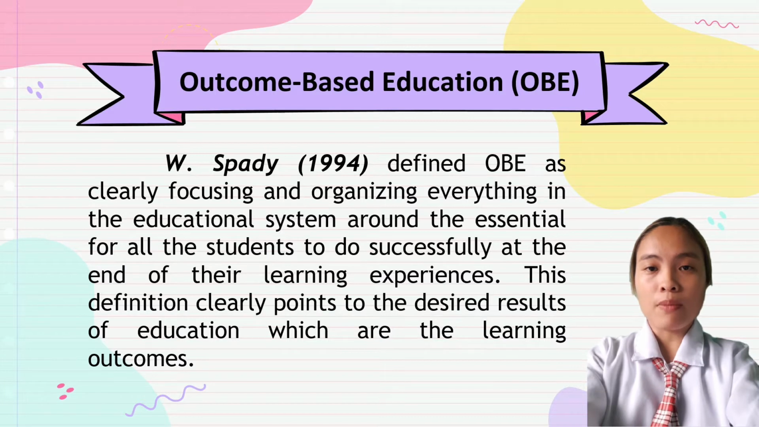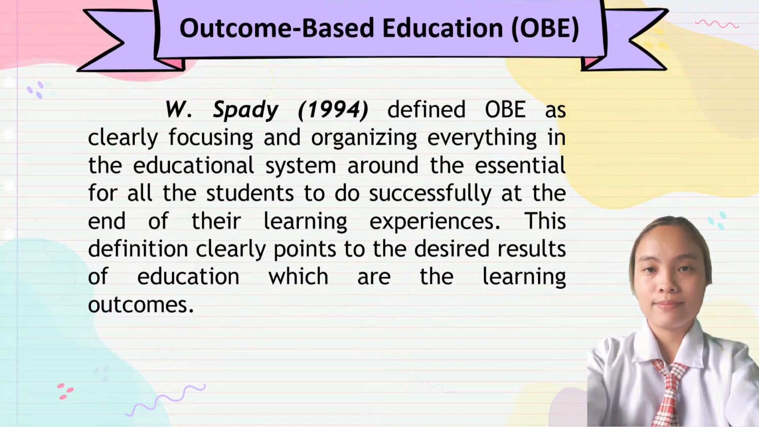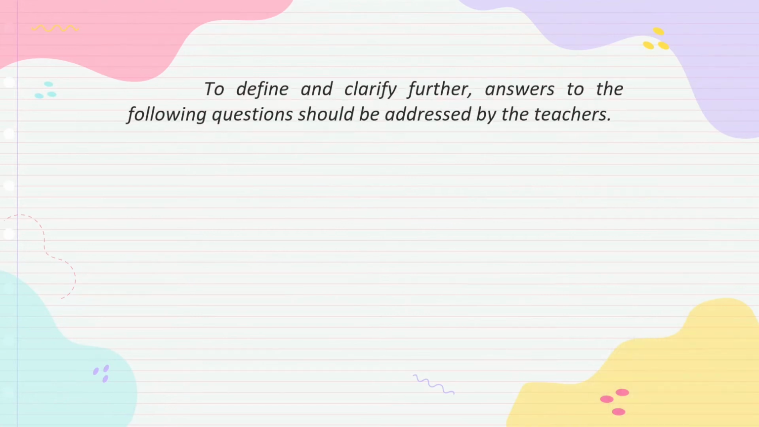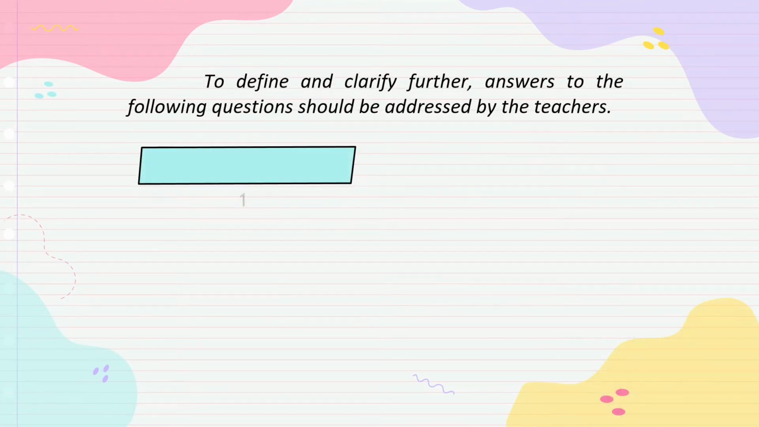Learning outcomes are made up of knowledge, understanding, skills, and attitudes that students should acquire to make them reach their full potential and lead fulfilling lives as individuals in the community and at work. To define and clarify further, answers to the following questions should be addressed by the teachers.